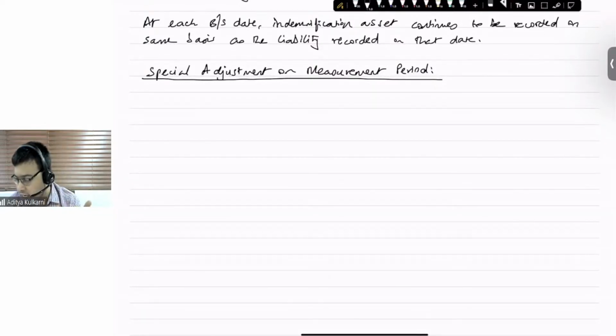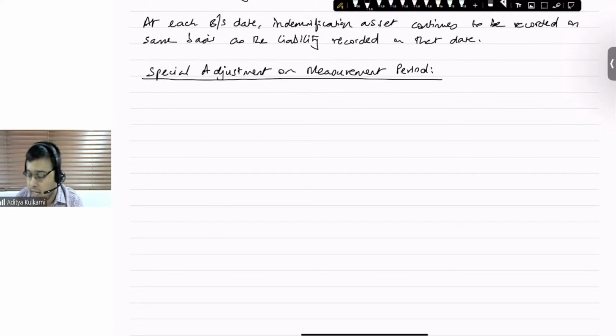Answer is no. It is not possible. It is not at all possible. Okay. And Ind AS recognizes this difficulty. Even if you had to acquire it somewhere in September, it may be possible that you will not get the entire information by 31st of March. So Ind AS 103 recognizes this difficulty. It's a practical difficulty. And therefore, Ind AS 103 tells us that if in case you do not have the complete information, you can record a takeover entry on a provisional basis.